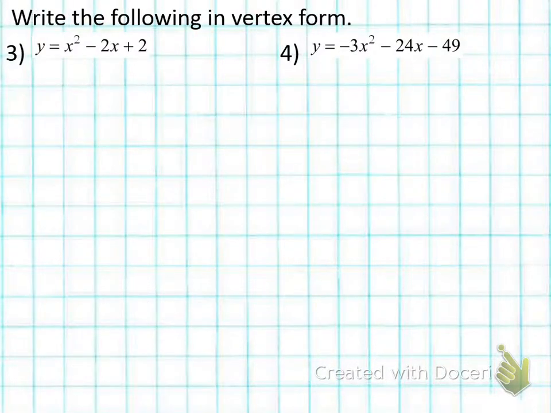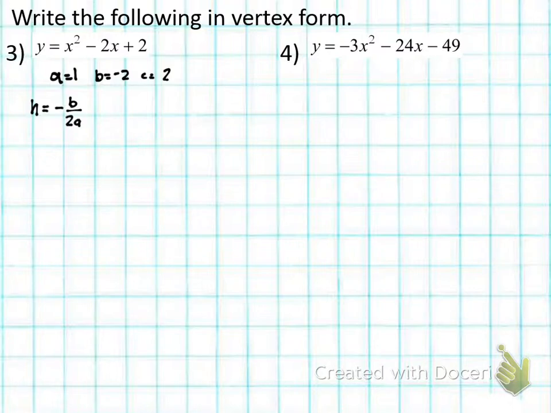Okay, number 3. We're doing all together. No one's going ahead. We're just doing the same steps that I do, okay? First thing you want to do is check A, B, and C. A is equal to 1. B is equal to negative 2. C is equal to 2, okay? That's the first step.